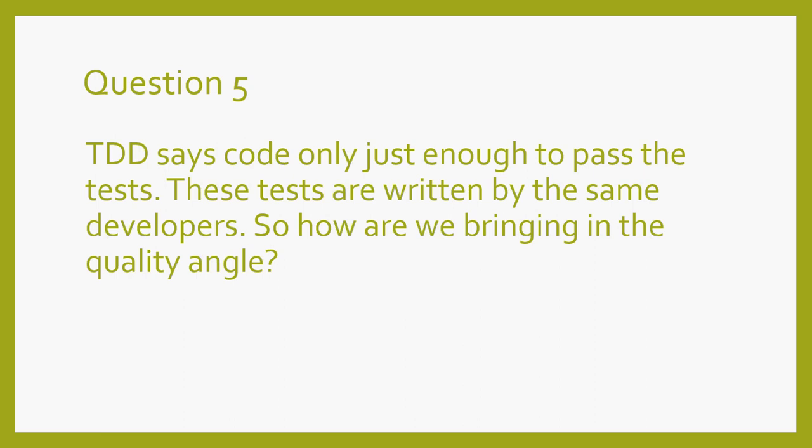So this is about TDD says code only just enough to pass the test, and these tests are basically written by the same developers. So how are we bringing in the quality angle? Normally when you talk about code and testing, the code is written by one person and the same person should not really test the code, is what we always think and preach. So here the unit test as well as the code are written by the same developer. How are we really bringing in the quality angle?